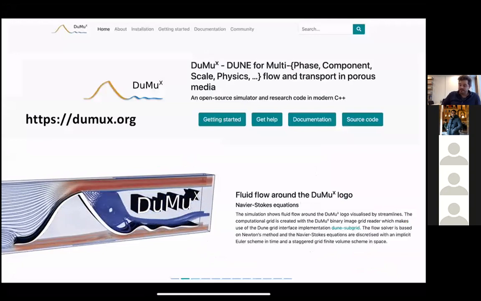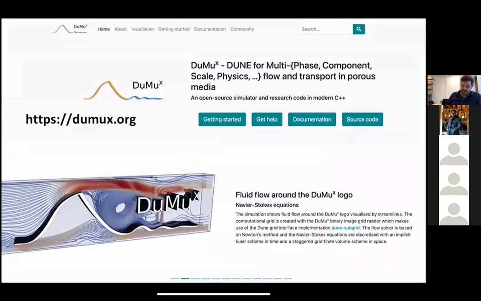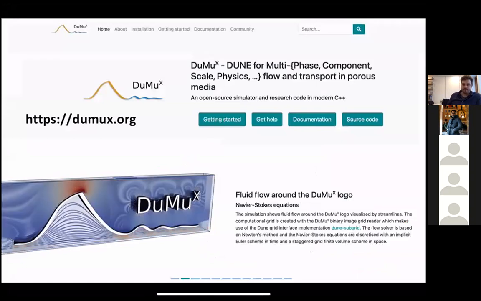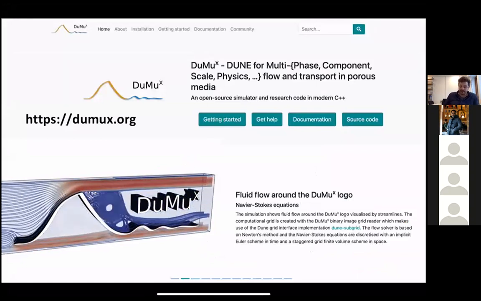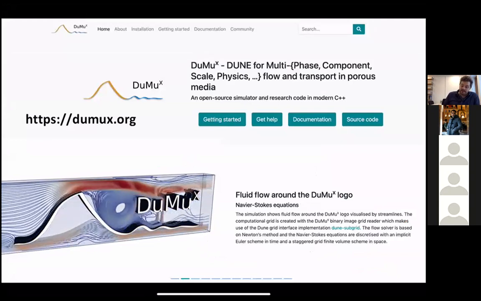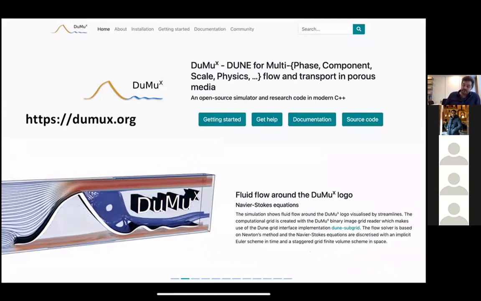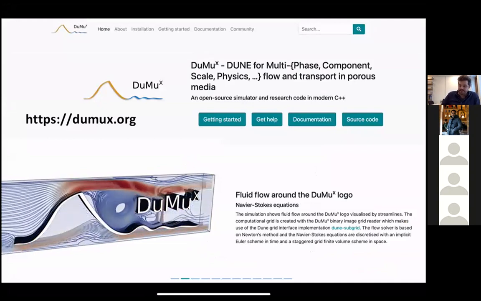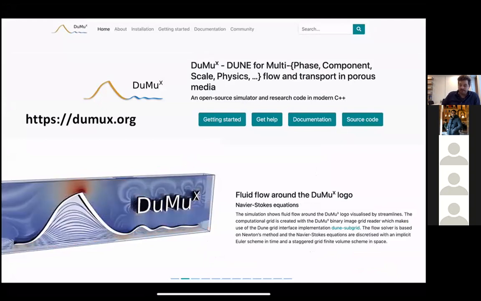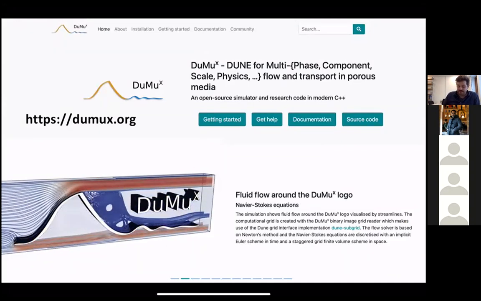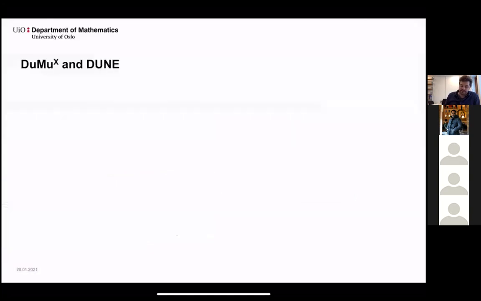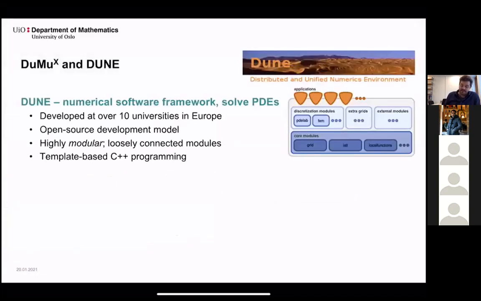What I use to do the simulations is a software called Dumux, and Mohammed mentioned this. I'm one of the core developers. So I want to quickly show you something about Dumux now. It's an open source software written in C++ for modeling flow and transport processes in porous media. It's based on Dune. Dune is a generic numerics environment for solving PDEs.